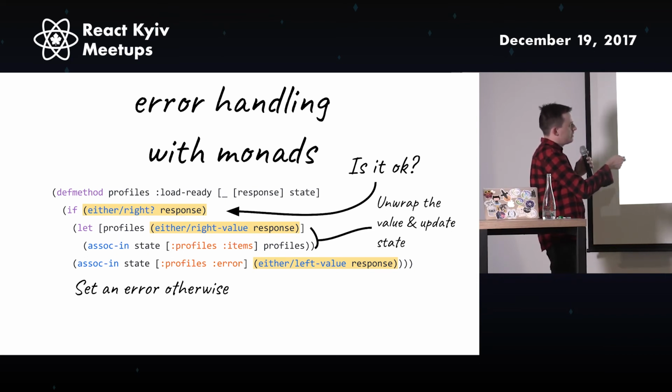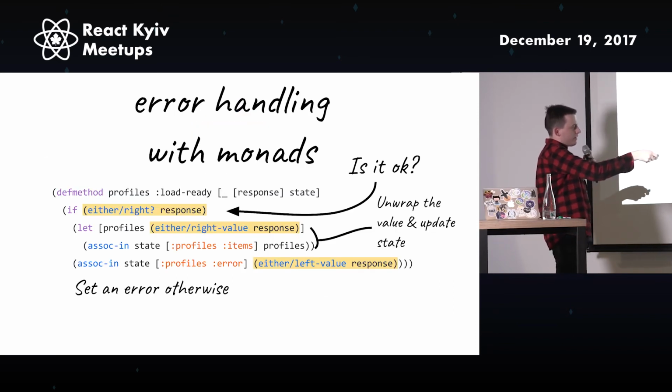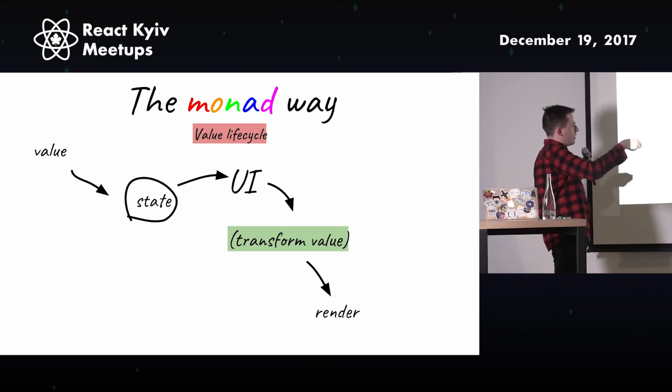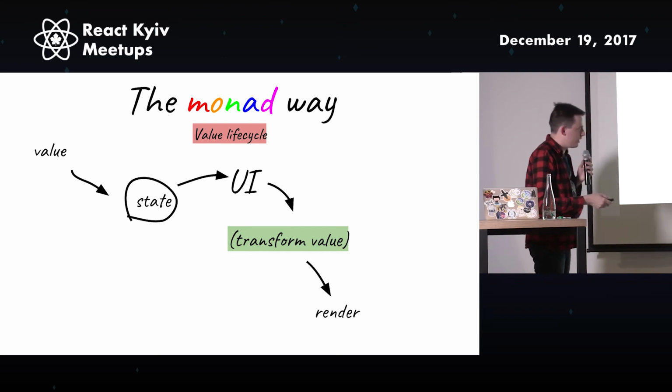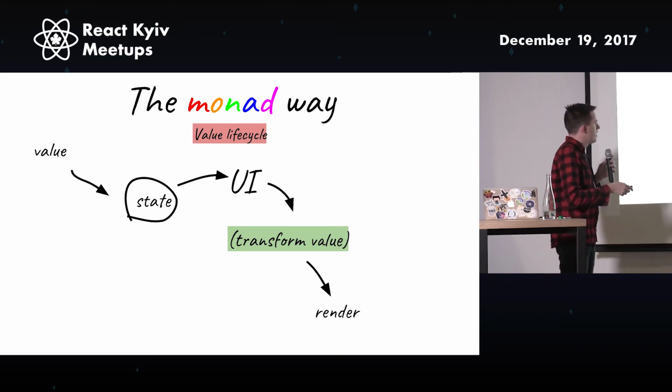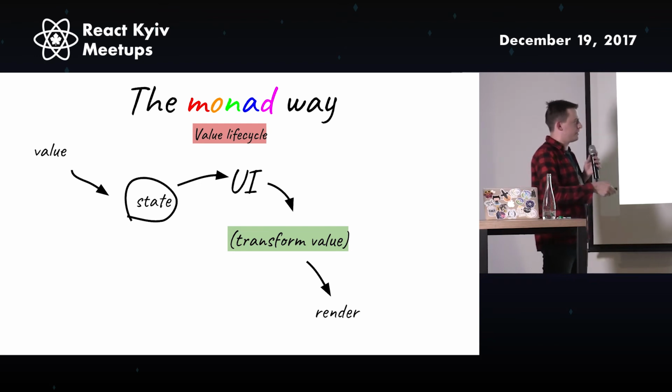But if it's not a right value, then it means that it is a left value, which is a failure. Then we extract the left value and put it in an error state, for example. So in this case, it doesn't make sense to use the Either monad because you are just reading the value.